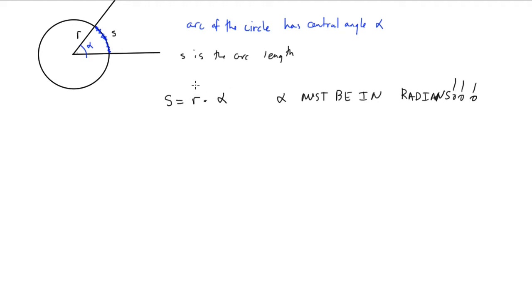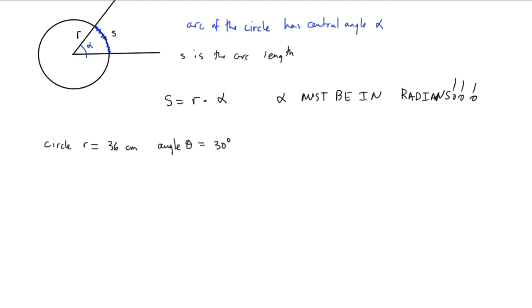So let's look at a quick simple example. So let's say that we have a circle, and its radius is 36 centimeters, and the central angle is 30 degrees.